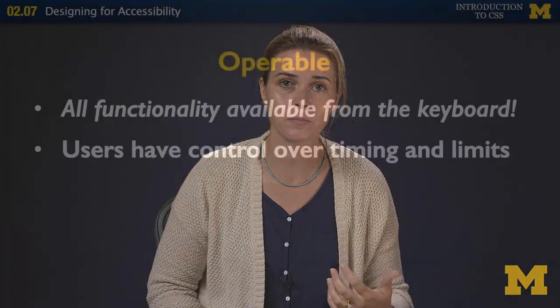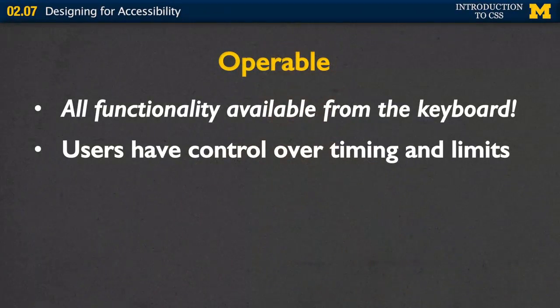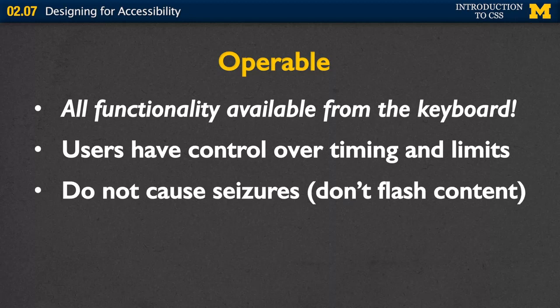Next, let's talk about what it means for your page to be operable. What I mean by that is that all the functionality that's going into your page should be available from the keyboard. Don't expect that everyone's going to use a mouse to go over your page. Don't expect that it's okay for some things to only be accessible if you hover over them. Users should have the control over all the timing and the limits. So if you have those videos and media, make sure you're putting in a control panel for them to turn things off, turn them down, rewind, etc.